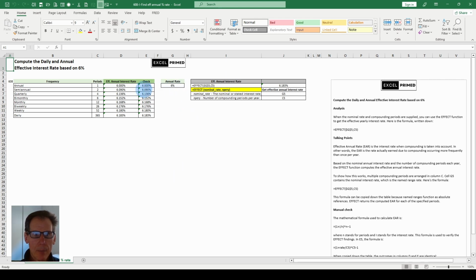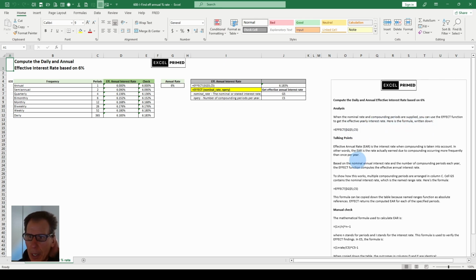What am I talking about? Annual interest rate. When the nominal rate and compounding periods are supplied, you can use the EFFECT function to get the effective yearly interest rate. Here's the formula: EFFECT(G5, C5).